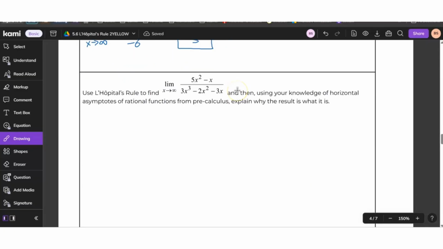Watch the next one, and you'll see, because in the next one we don't get rid of all of them. So that's why I'm saying watch the next one. Because now when I plug in infinity, I'm going to get infinity over infinity. So I'm going to have to use L'Hopital. So the limit as x approaches infinity of 10x minus 1 over 9x squared minus 4x minus 3, which gives me infinity over infinity. So I'm going to do it again.